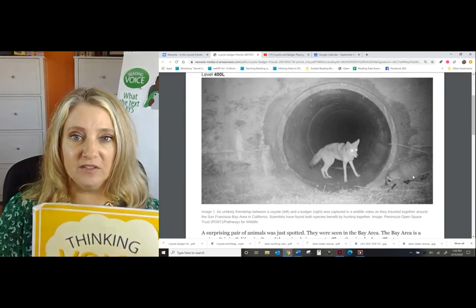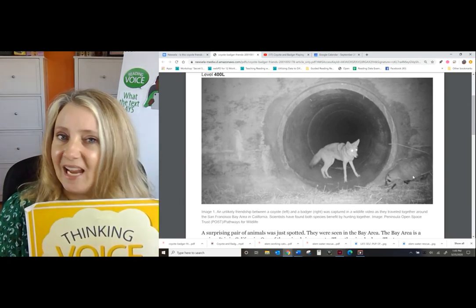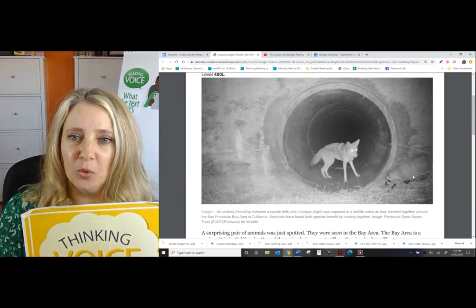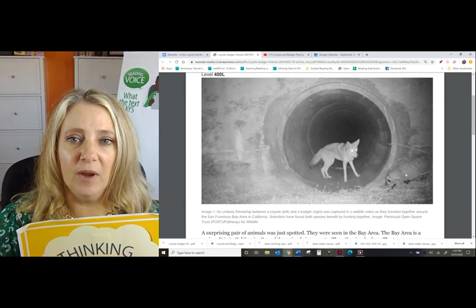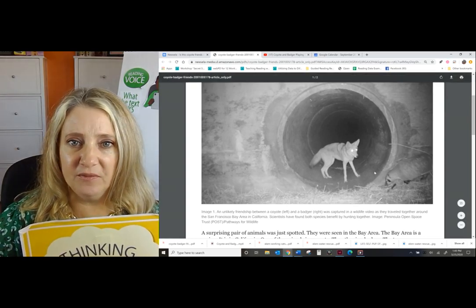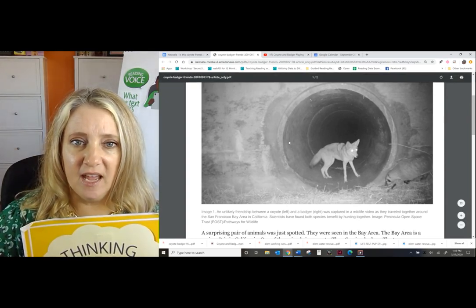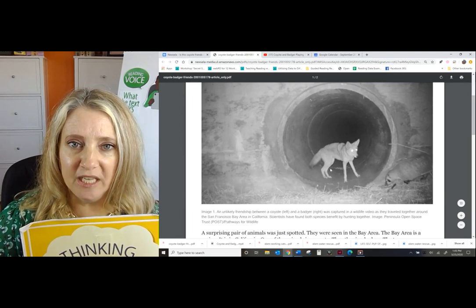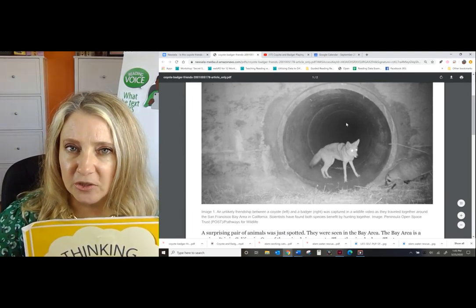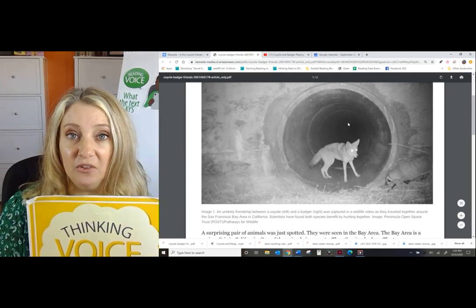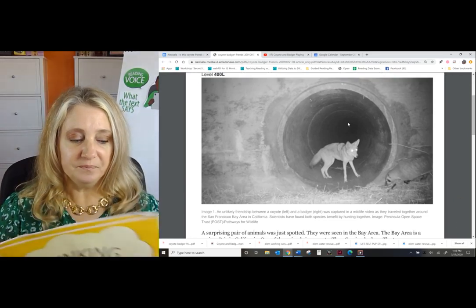My thinking voice is already saying it looks a little bit like a raccoon, kind of a short, furry mammal in that way. My thinking voice is also wondering if this is a tunnel, something that starts out as a circle here, and it looks like it's getting smaller and smaller and smaller. So that makes me think it's a tunnel that they're walking through.